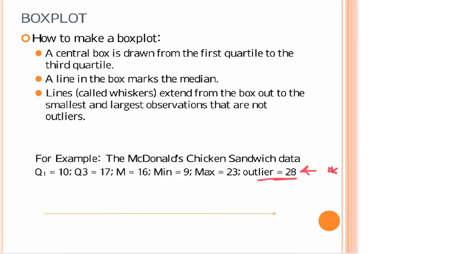All right, we're going to start with my median. I know that my lowest number is 9, my biggest number is 23. I'm going to start at 5, 10, 15, 20, 25. And then we know we've really got 30 up here. I'm going to start by putting a line at my median, it's 16. I put a line at my first quartile, that is 10. I put a line at my third quartile, that is 17.